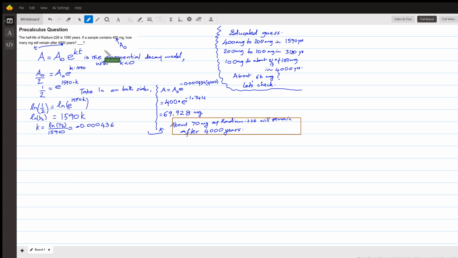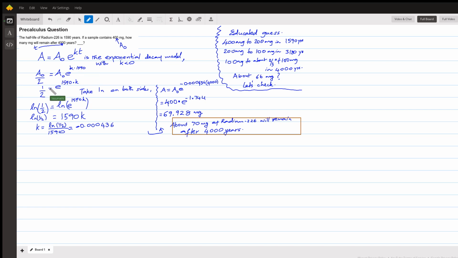So here we have the initial value to be 400 milligrams. We are saying that's going to shrink down to half of 400 in 1590 years. So in the exponential model, I substituted t equals 1590. We don't know what k is. All we know is the current value will be half of the initial value. So I just represented that by A naught over 2 equals A naught multiplied by e to the power k times 1590. Okay. So now we can cancel the A naught on both sides.